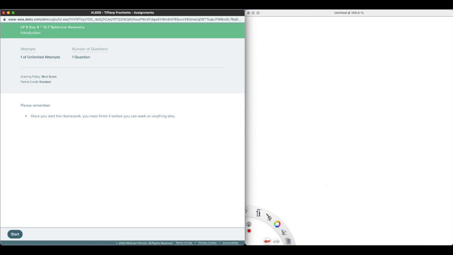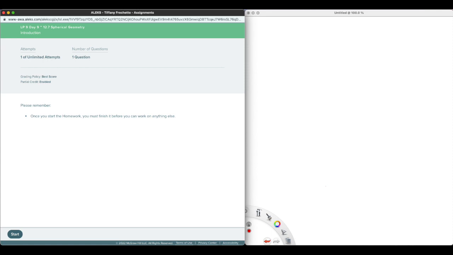To get started on the front screen, the first thing you should see is your due date. I don't see that on my teacher preview, but you will see it on your student screen. The second thing is the number of attempts. We always have unlimited attempts on homework, tests, and quizzes. Number of questions tells you how many are on this assignment. Grading policy is always best score, so whichever attempt is the best one is the one you keep. And partial credit is enabled, so if you answer one of two questions correctly, you get credit for the one question, or however many you answered correctly.